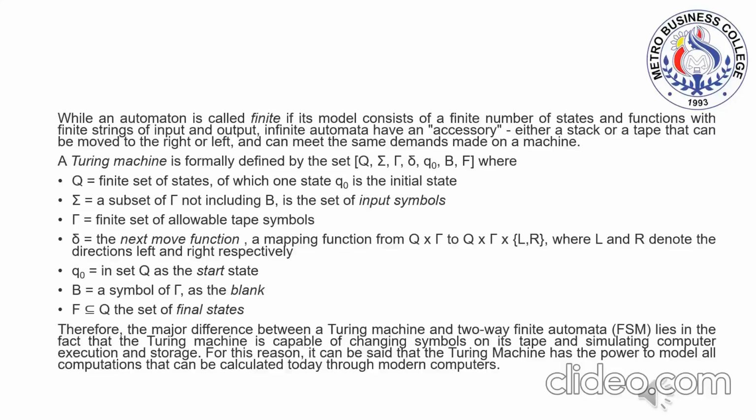Therefore, the major difference between a Turing machine and two-way finite automata, FSM, lies in the fact that the Turing machine is capable of changing symbols on its tape and simulating computer execution and storage. For this reason, it can be said that the Turing machine has the power to model all computations that can be calculated today through modern computers.